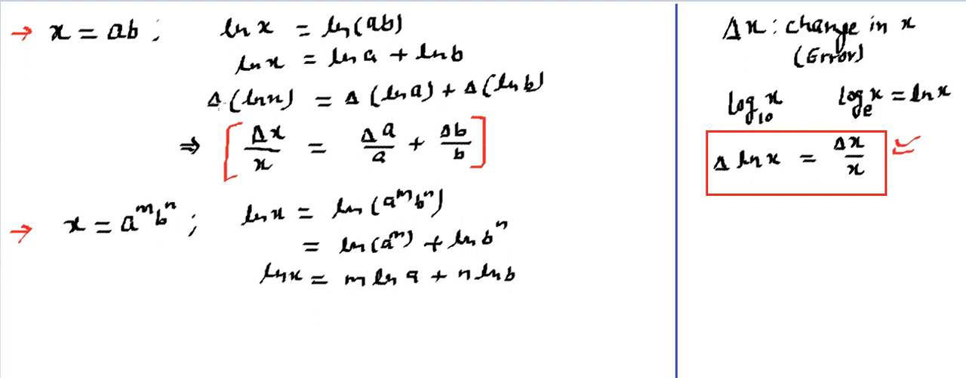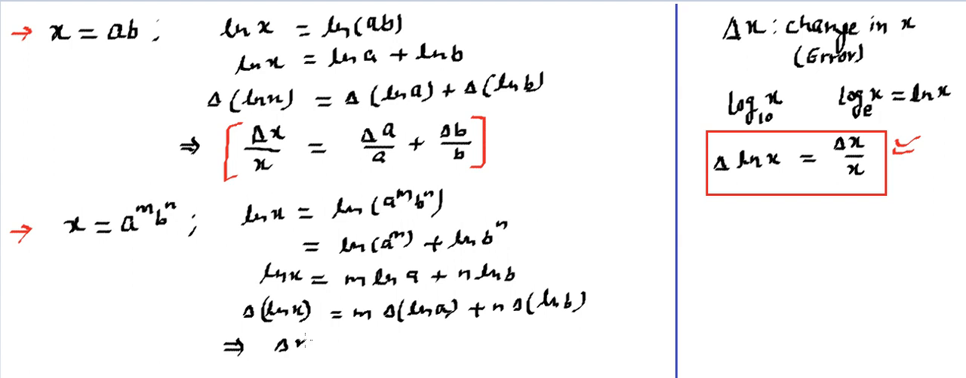Now the next operation is to place the change, or error, on both sides. So the change in ln x is equal to, m is a constant, m is not changing, then change in ln a, then n is not changing, so this will be change in ln b. Ultimately this becomes delta x upon x is equal to m times delta A upon A, using the rule that we have listed over here, plus n times delta B by B. This was the expression we wrote for the power expression.